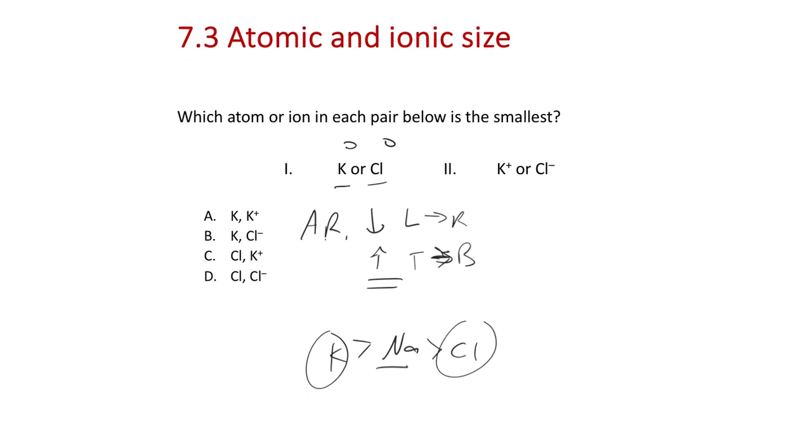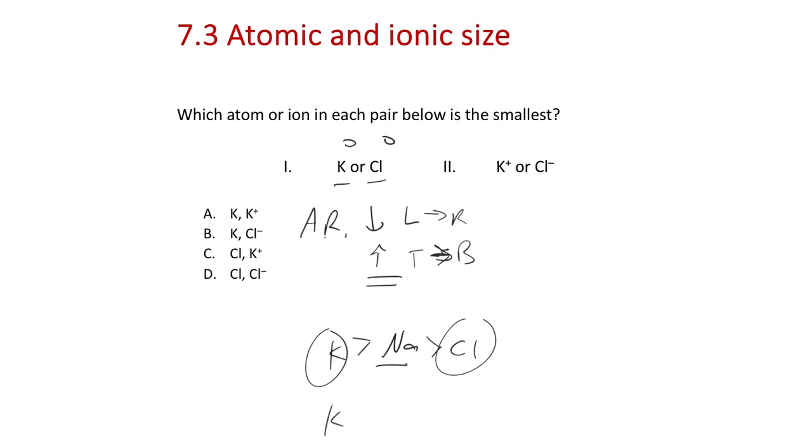We could have also done the trend relative to bromine. Potassium has to be bigger than bromine from the left to right trend because they're in the same row of the periodic table as each other. So we know as you go from potassium to bromine, size decreases. And then chlorine from top to bottom, chlorine has to be smaller than bromine because it's towards the top of that row of the periodic table.